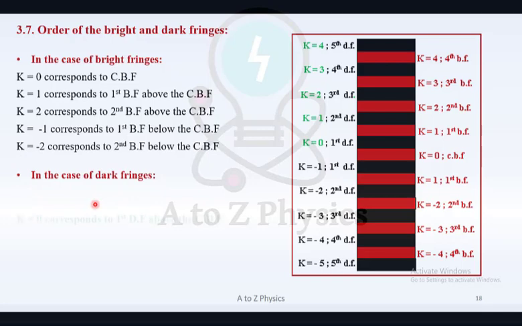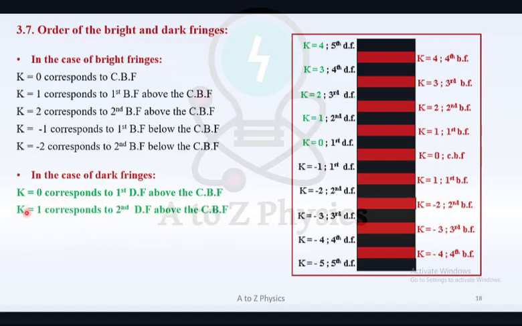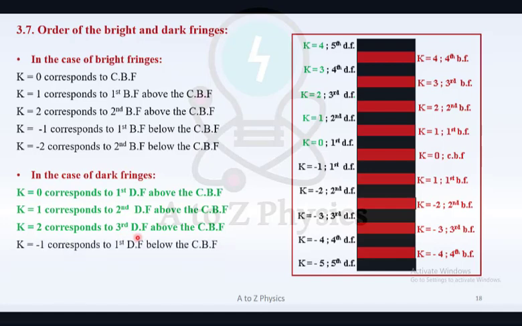In the case of dark fringes, k equal to 0 corresponds to the first dark fringe above the central bright fringe. k equal to 1 corresponds to the second dark fringe above the central bright fringe, and k equal to 2 corresponds to the third dark fringe above the central bright fringe, and so on. But k equals minus 1 corresponds to the first dark fringe below the central bright fringe, k equals minus 2 corresponds to the second dark fringe below the central bright fringe, and so on.